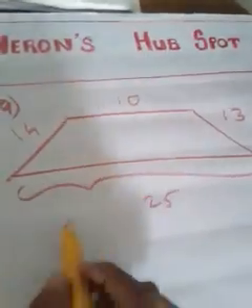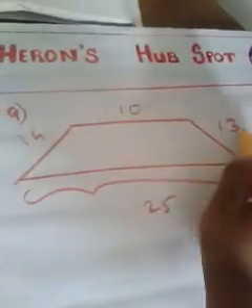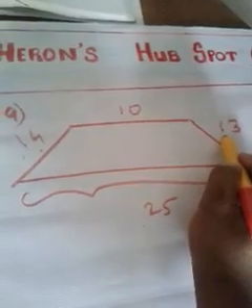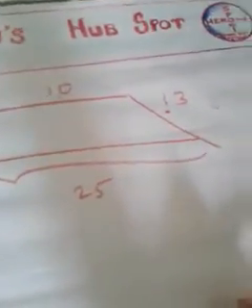Field is in the shape of a trapezium. Parallel sides are given as 10, 25, and non-parallel sides are given as 14 and 13. These are the non-parallel sides and these are the parallel sides, isn't it? And we have to calculate the area of the total field.